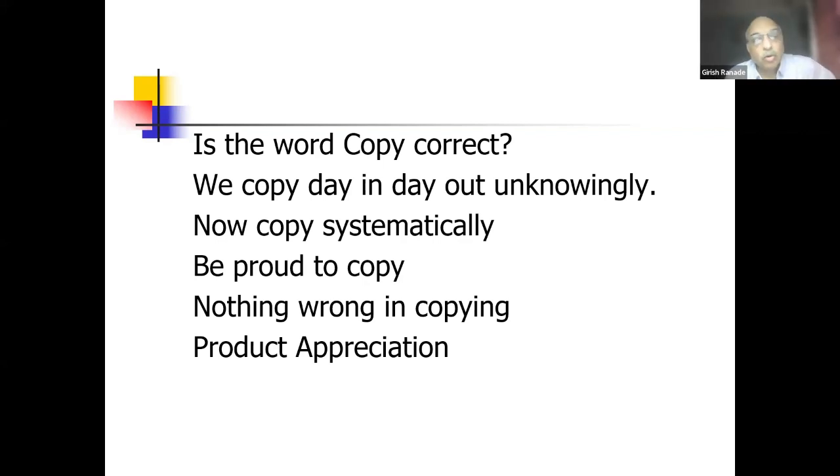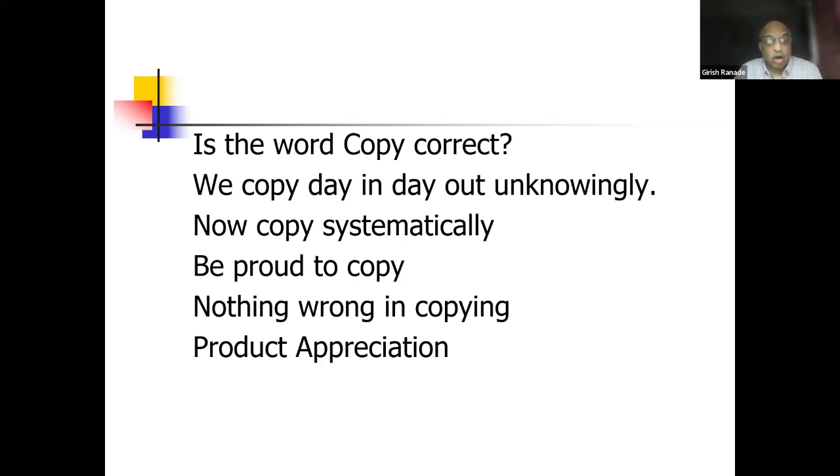Okay. So we copy day in, day out, unknowingly, since our childhood. We copy our parents, we copy our teachers, we copy our friends. We are already copy masters since childhood. So there is nothing wrong in copying. Now we have to copy systematically.